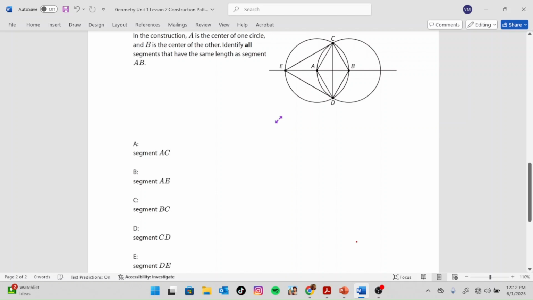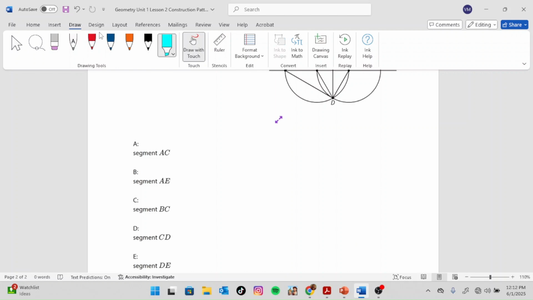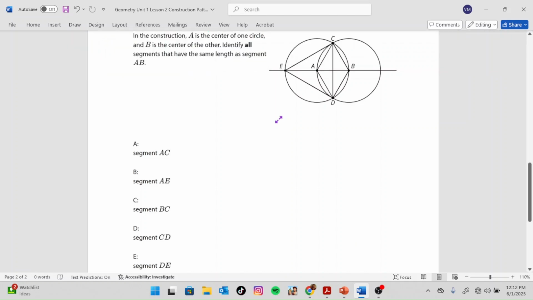Practice problem number 2 will be our last practice problem for this lesson. In the construction, A is the center of one circle and B is the center of the other. Identify all segments that have the same length as segment AB. So they are talking about this line segment in the middle that I am highlighting in blue.